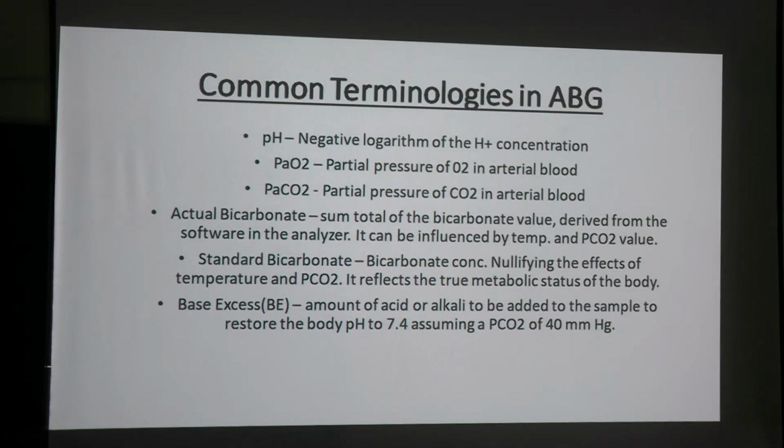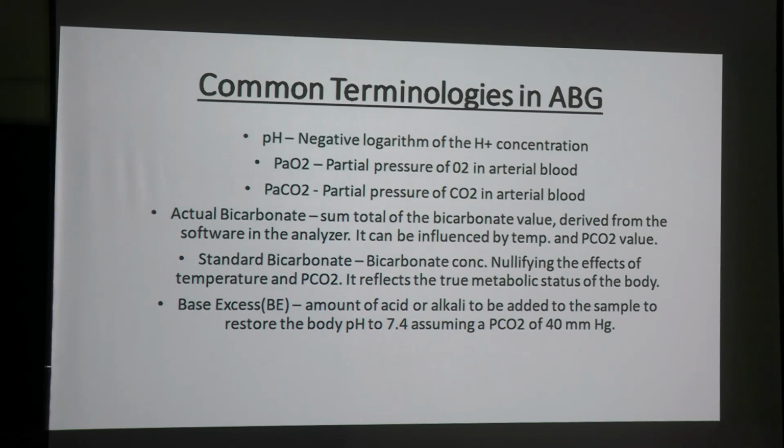Now what we see commonly in the ABG. Okay. First in ABG we will see what is the value of pH, that is negative logarithm of the hydrogen concentration. Hydrogen concentration will be more, pH will be less. That's why negative logarithm. Okay.